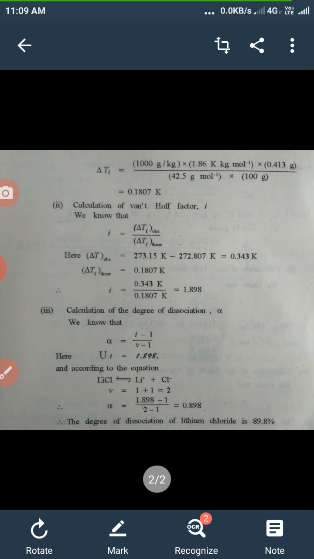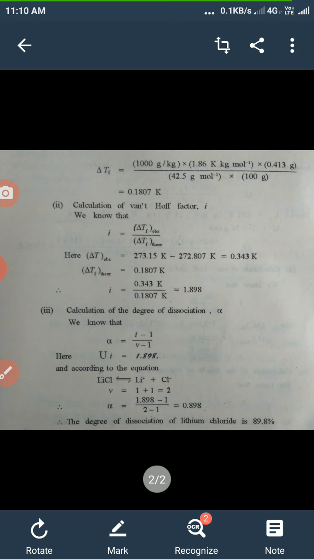So now Van 't Hoff factor I will be equal to the experimentally observed value of depression in freezing point, 0.343, whereas theoretically according to the equation it should have been 0.1807. So the ratio comes out to be 1.898. That is the value of Van 't Hoff factor. Now the third step is calculation of degree of dissociation alpha of lithium chloride.